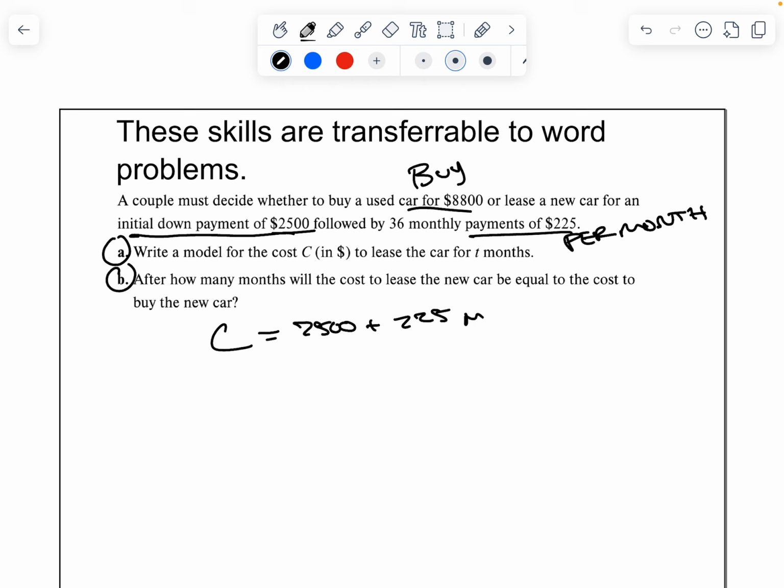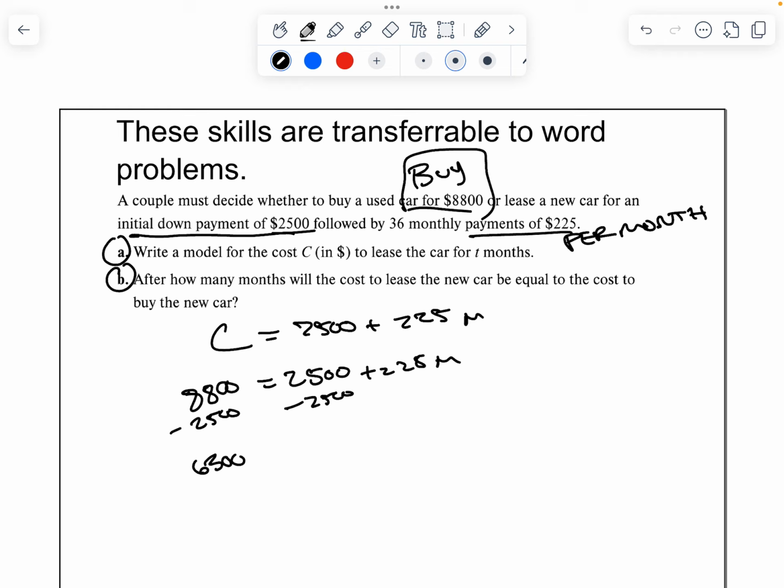Part B, after how many months will the cost be equal to the cost to just buy the car? The cost to buy the car is $8,800. $8,800 equals 2,500 plus 225m. I now have just a regular equation. I can use the addition property of equality, subtract 2,500 from both sides, and I get 6,300 equals 225m.